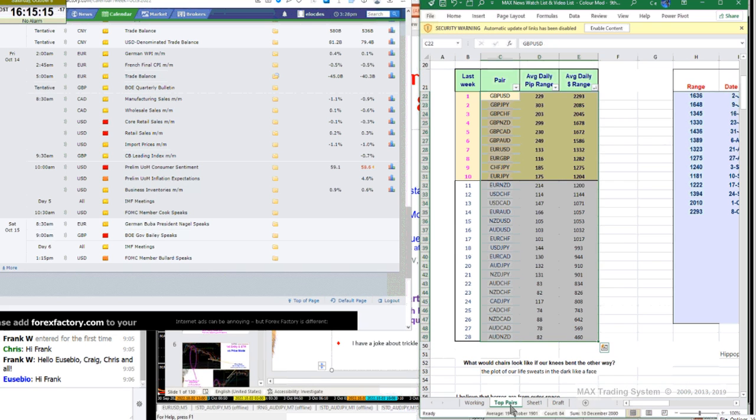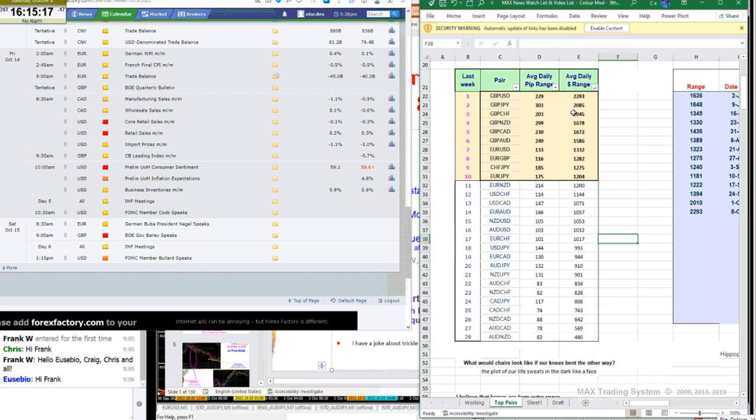Top pairs is interesting this week. There are several that are over 2,000, so the movements are getting quite a bit larger now, relative to the last few years. It's just nice to see. And how far down the list do you want to go? You can go down to the US dollar yen, so the 18.